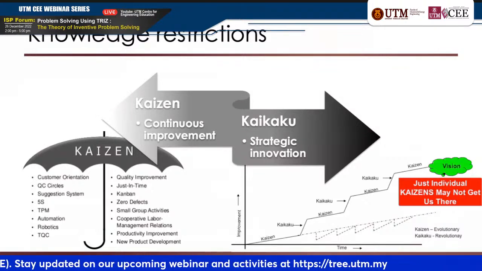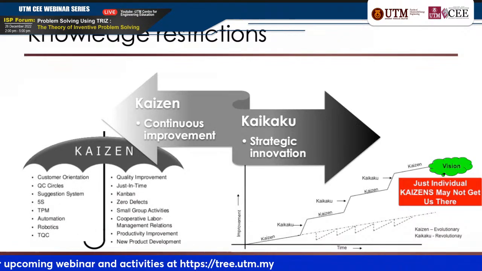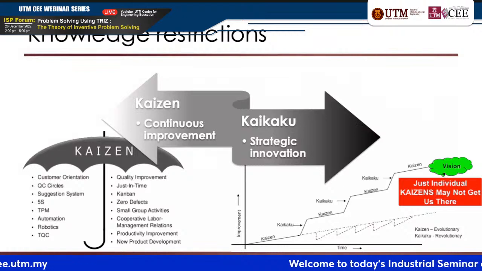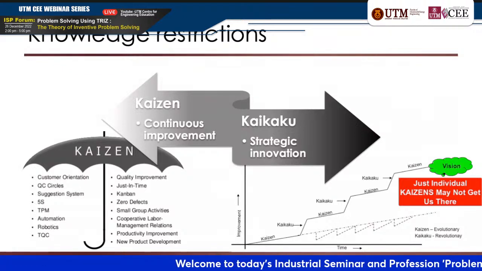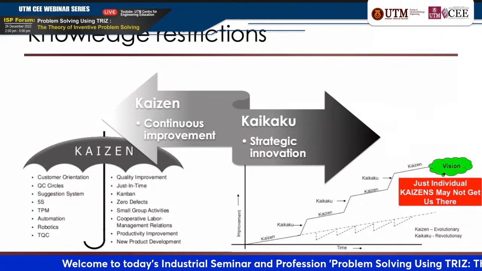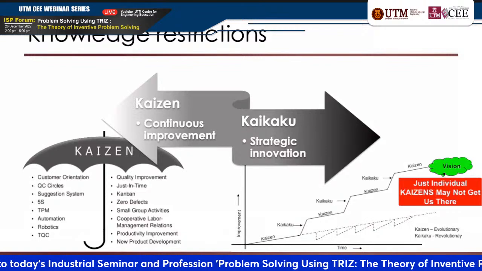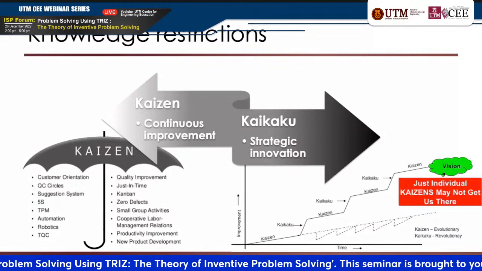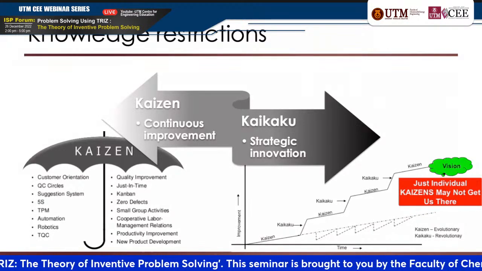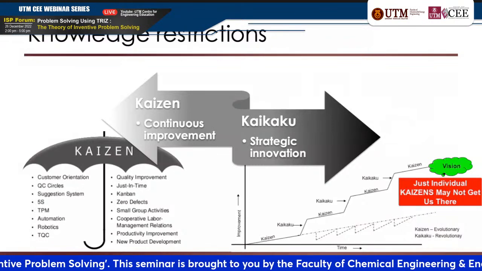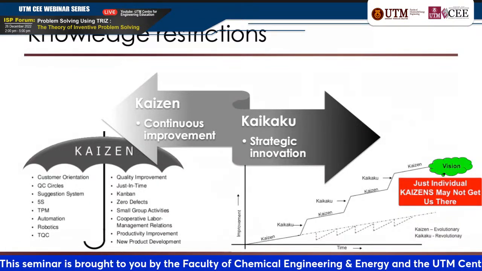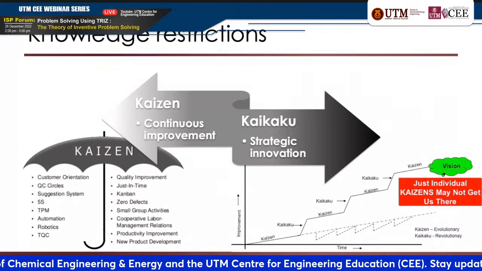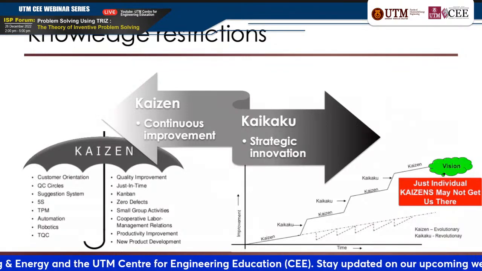Most of the industry in Malaysia uses Kaizen as their tool. They use Lean, Six Sigma, and so on and so forth. The Kaikaku concept is rarely applied in Malaysia because it is part of the research and development of a specific organization, which is considered confidential, and part of their strategic company development. So it is very rare for people to actually share their secrets in terms of strategic innovation.